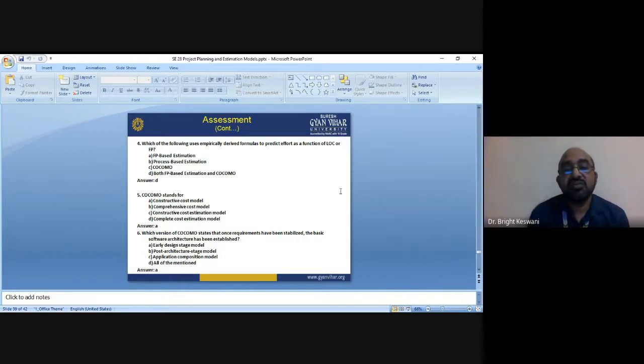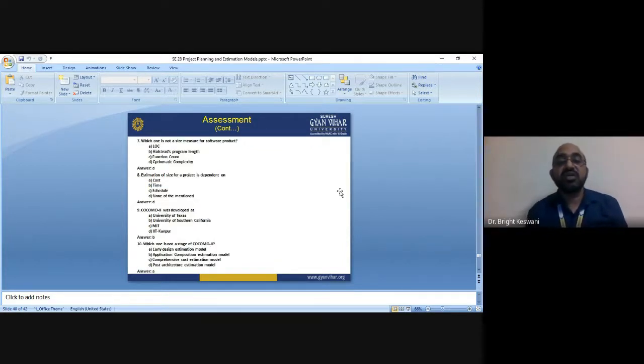Which of the following uses an empirically derived formula to predict effort as a function of LOC or FP? The right answer is B, process-based estimation. COCOMO stands for what? COCOMO stands for Constructive Cost Model. So the right answer is A. Which version of COCOMO states that once requirements have been stabilized, the basic software architecture has been established? The right answer is the early design stage model. The next question, which one is not a size measure for a software product? LOC, Halstead program length, function point, or cyclomatic complexity? The answer is D, cyclomatic complexity.